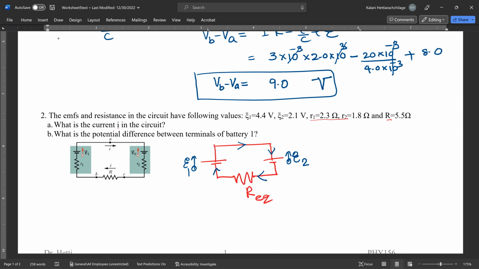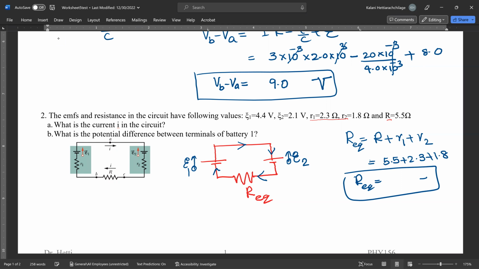So now first thing is, after I draw this diagram, I know what the R equivalent is. That will be R plus R1 plus R2, right? So now, as you know, 5.5 plus 2.3 plus 1.8 will give you R equivalent in ohms. Maybe that's my first question, although I did not ask that in the question. You can calculate the equivalent resistance as soon as you identify it.